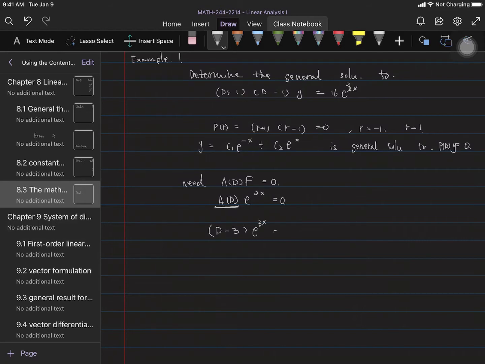This means the derivative of e^(3x) minus 3 times e^(3x). The derivative of this one, by the chain rule, is 3e^(3x). So actually, D - 3 can make this into 0. In general, what can make e^(ax) into 0? D - a.